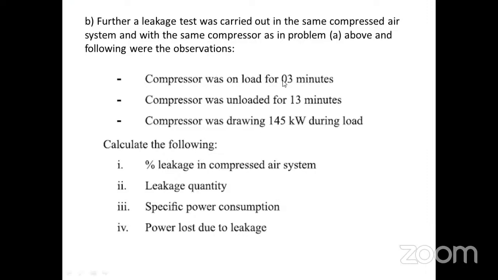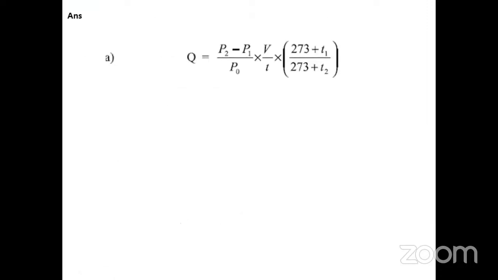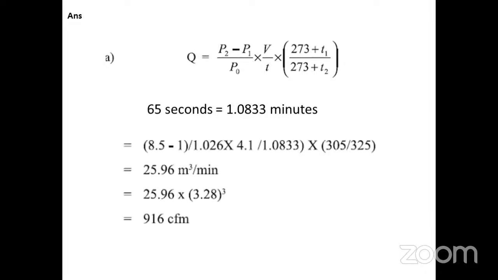For the second part, the compressor loading time is 3 minutes, unload for 30 minutes, drawing 145 kilowatt during load. Calculate the following: percentage leakage in compressor system, leakage quantity, specific consumption, power loss due to leakage. Same thing, sir. Previously, we did not use that temperature correction. Now we are using temperature correction. We are converting the seconds into minutes. Same thing, sir. Nothing else. Just application.